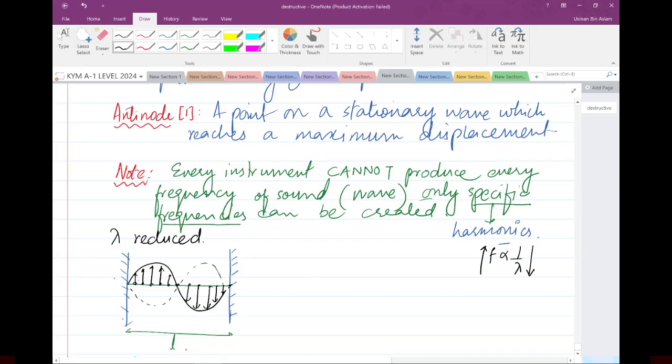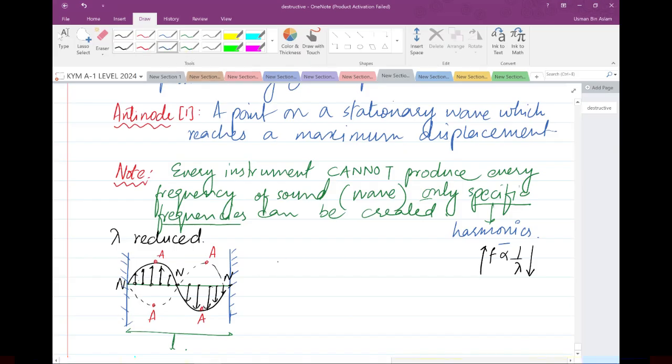Now it has 3 nodes. This is a node, this is a node, this is a node. And now it has 2 antinodes. This is an antinode, this is an antinode. Of course, this point will also be an antinode, and this point will also be an antinode, but we don't count them as two separate antinodes. There are still only 2 antinodes forming in this string.